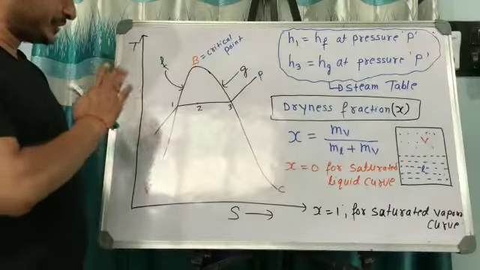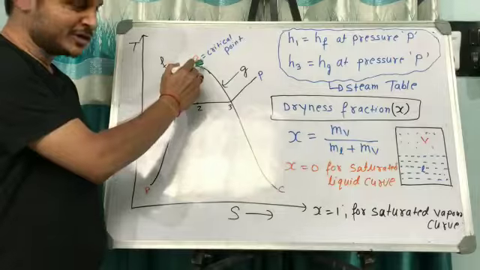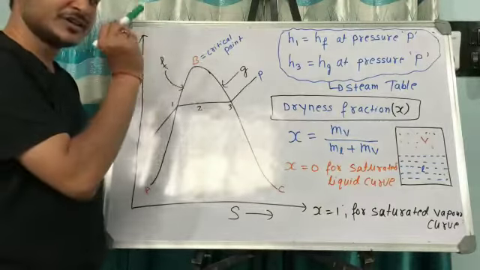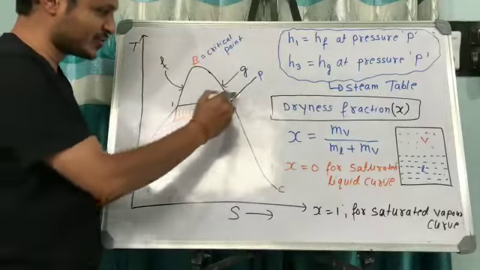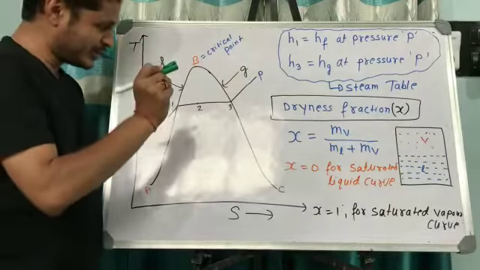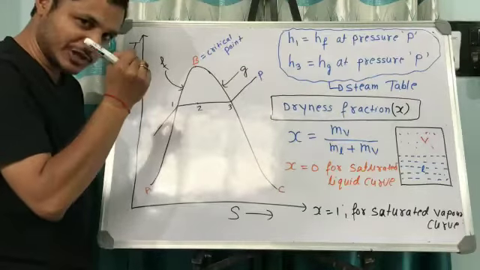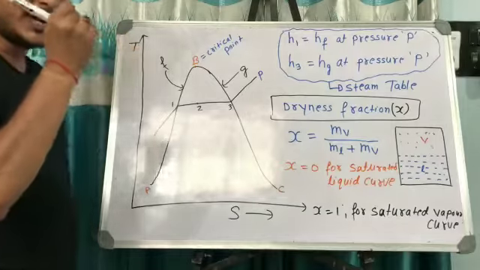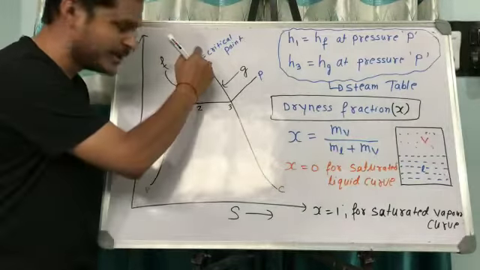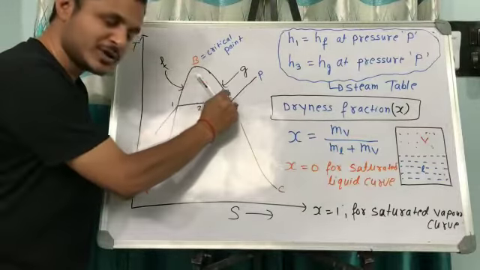So this is the TS diagram again. AB is the saturated liquid curve, BC is the saturated vapor curve, and B is the critical point. This is the constant pressure line on the TS diagram. Suppose we want to find or name any property on the saturated liquid curve, which is A to B. You can see point 1, point 2 and point 3.